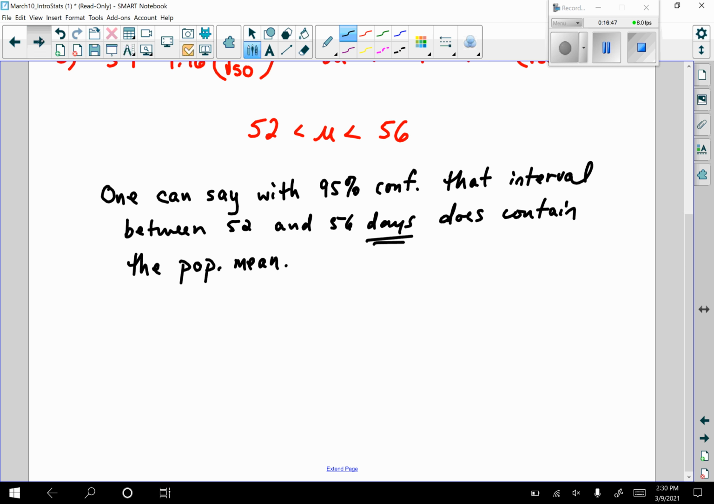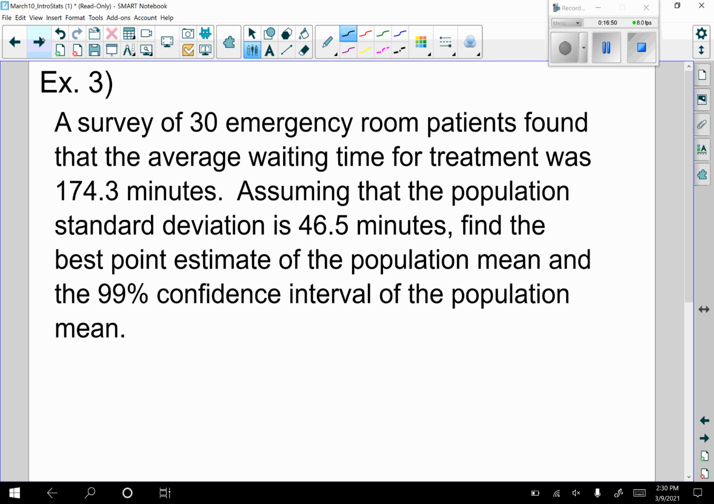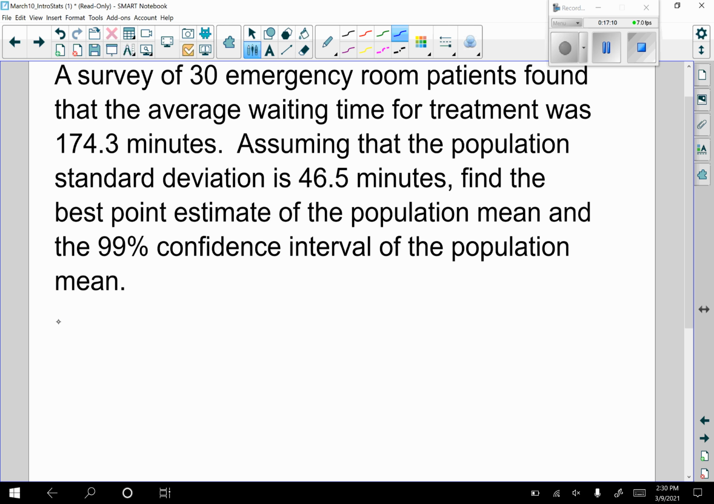All right, and we'll try one more. Here we have a survey of 30 emergency room patients found that the average waiting time for treatment was 174.3 minutes. Assuming that the population, here it is again, population standard deviation is 46.5 minutes, find the best point estimate of the population mean and the 99% confidence interval of the population mean. So again, part A, very easy. The point estimate is going to be what? The sample mean, that's right here, 174.3 minutes.